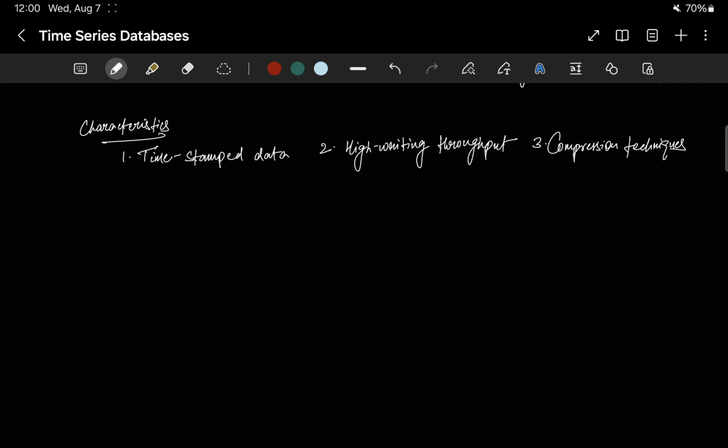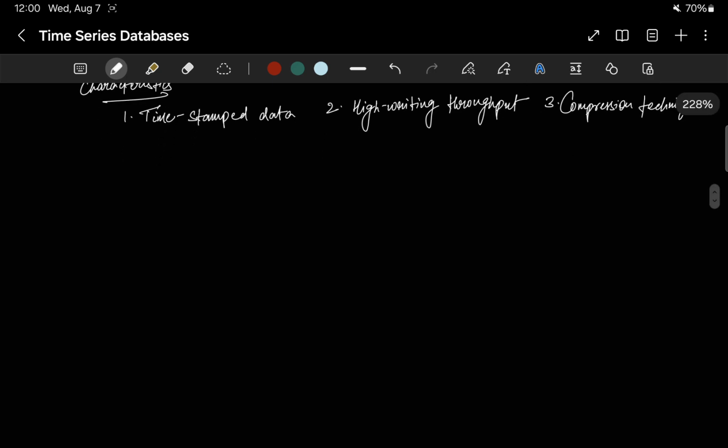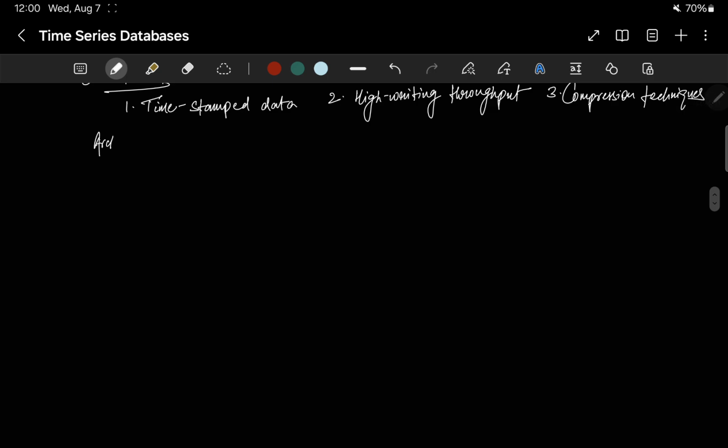Now let's talk about the architecture of the time series databases. Architecture. First is data storage. TSDBs utilize optimized storage structures that organize data for efficient timestamp based retrieval. Common approaches include columnar storage or compressed data formats to enhance storage and retrieval efficiency.